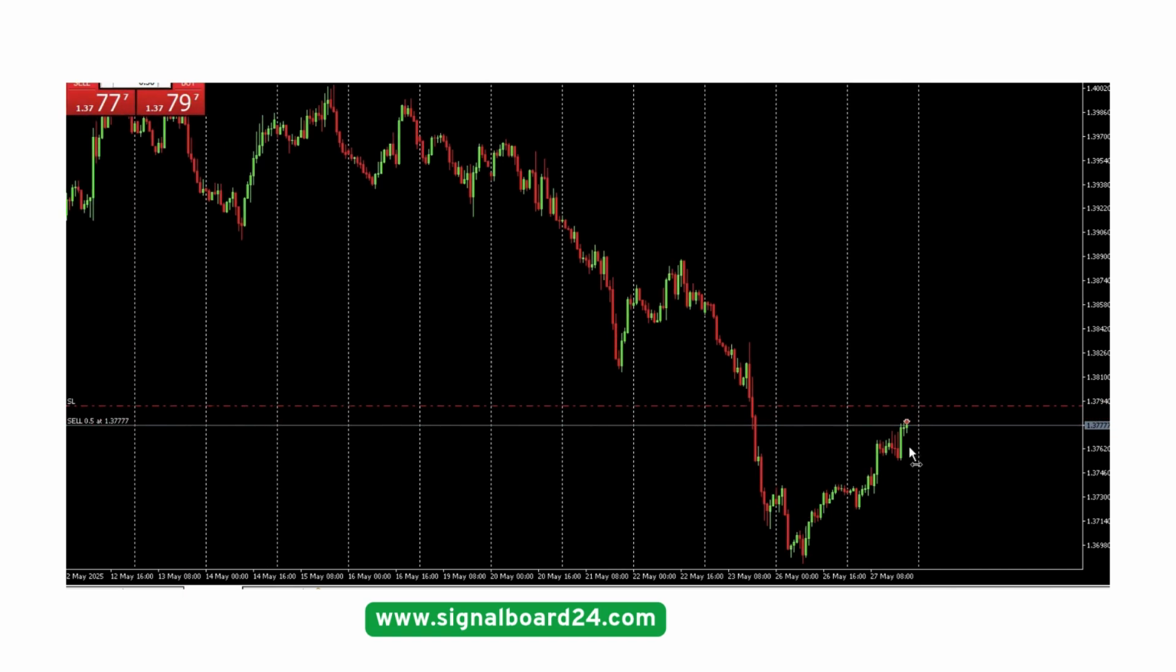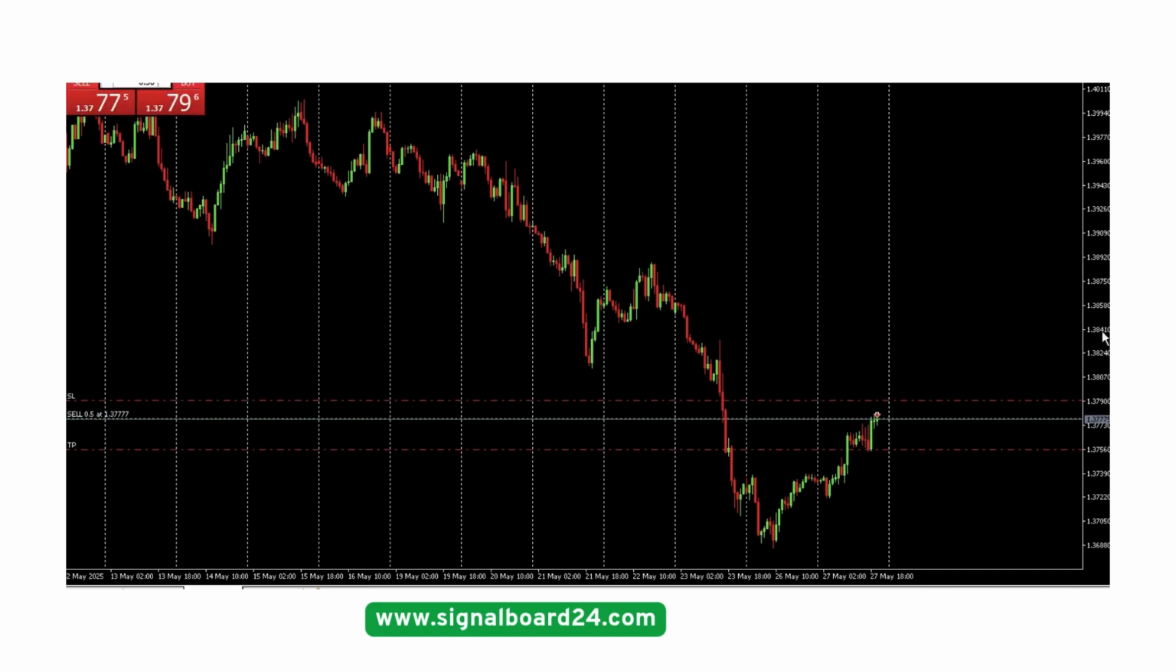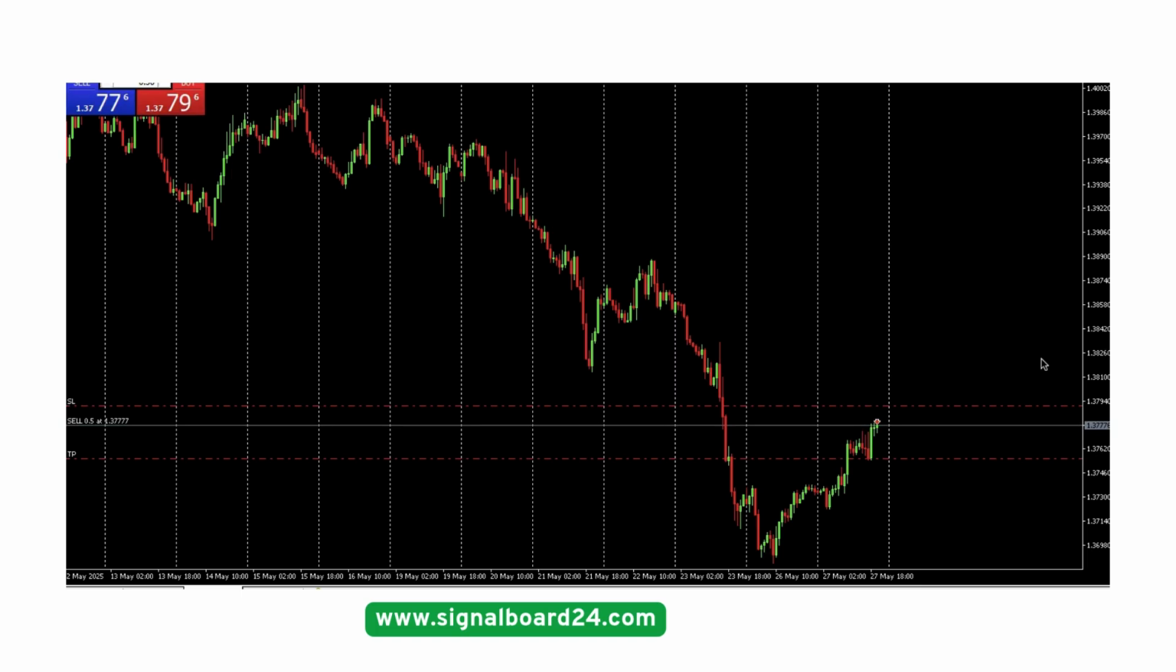All right, so the trick is to find the best levels, the best price where you can buy or sell. Here what I'm doing is selling. By selling USD CAD, I am selling the dollar versus the Canadian dollar. So by selling the dollar, it means I am buying the Canadian dollar.